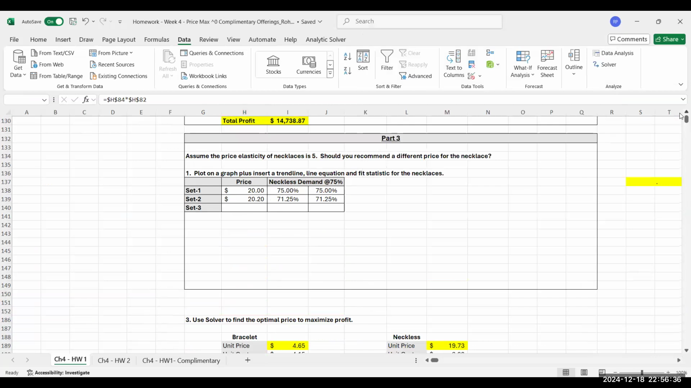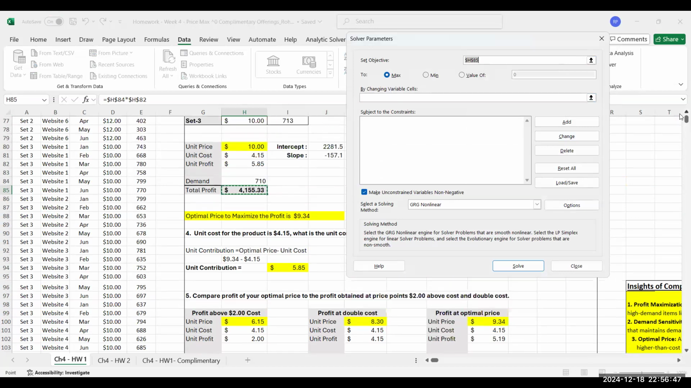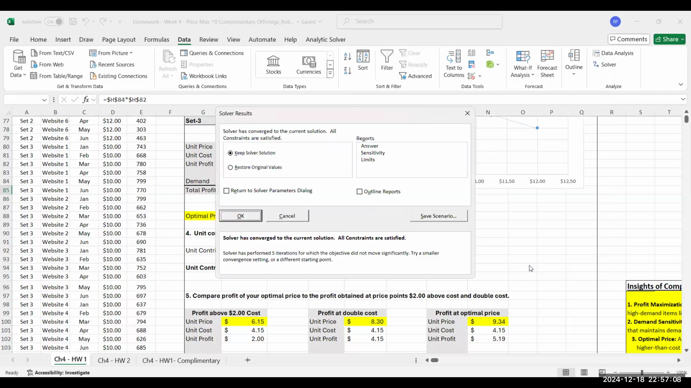Again, maybe I need to go to the Solver. So the sale is already selected. We need the maximum value, and what variables can we change? We can change the unit price. So basically we need the optimal price, the unit price which will help us maximize the profit. Okay, so I have selected all of it, and now I'm going to hit the solve button.